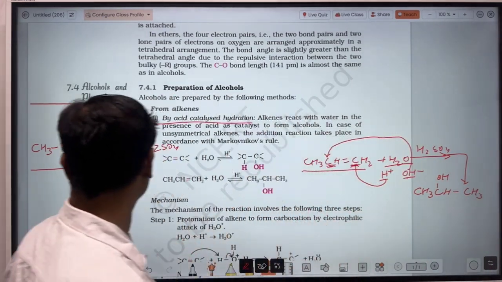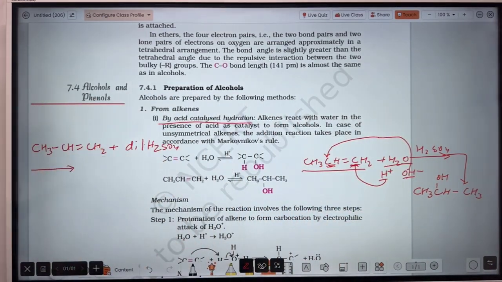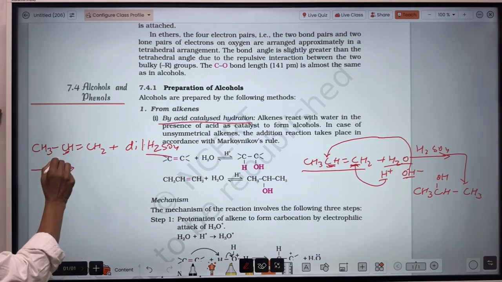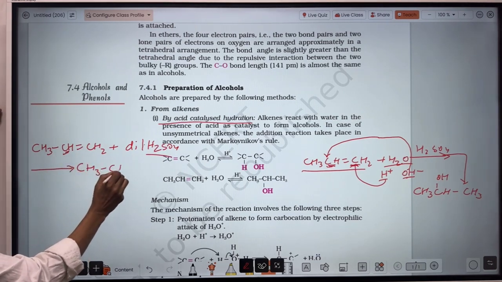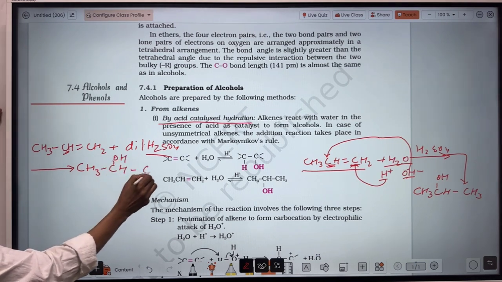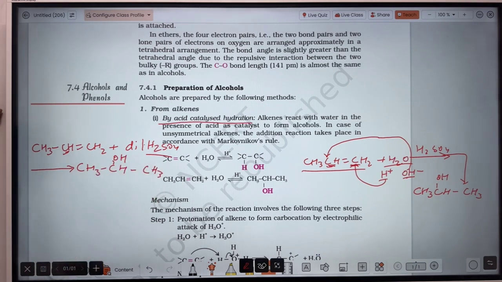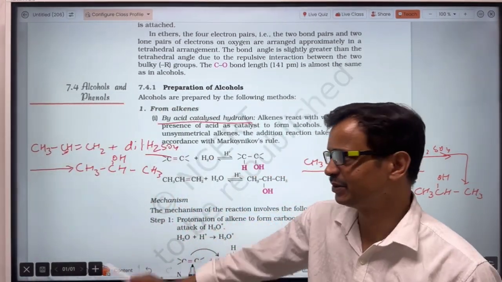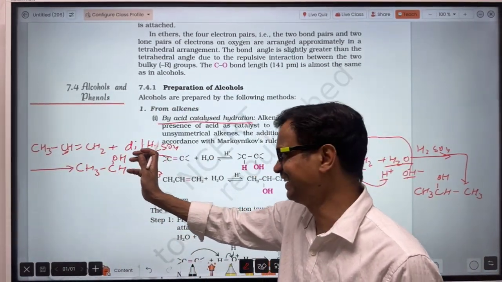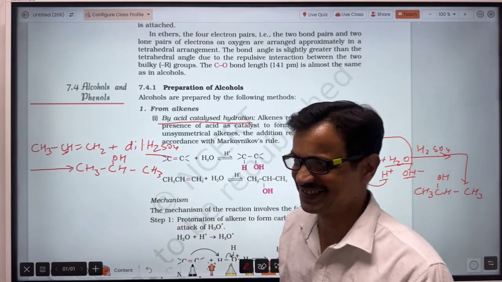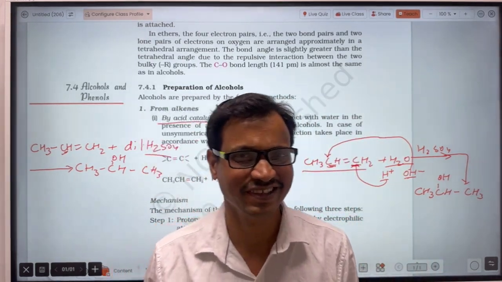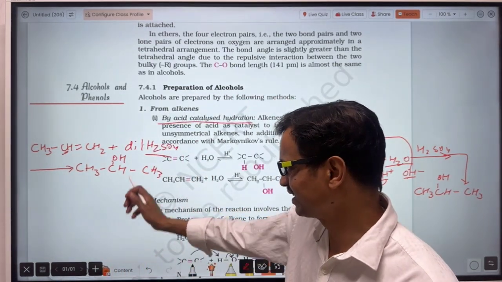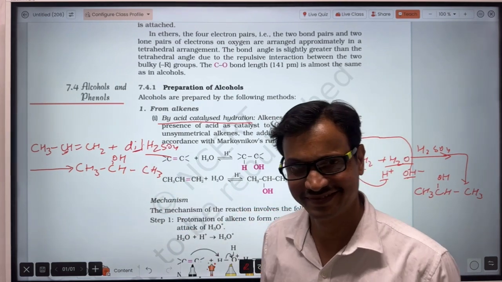this one. Same here, when alkene reacts with dilute H2SO4, there will be formation of water. OH will bond to this carbon and hydrogen to this carbon. Actually water is reacting here. So keep in mind in the examination, if it says dilute H2SO4, don't try to directly add H2SO4. Here H2SO4 is acting as a catalyst, provided that it is written dilute.